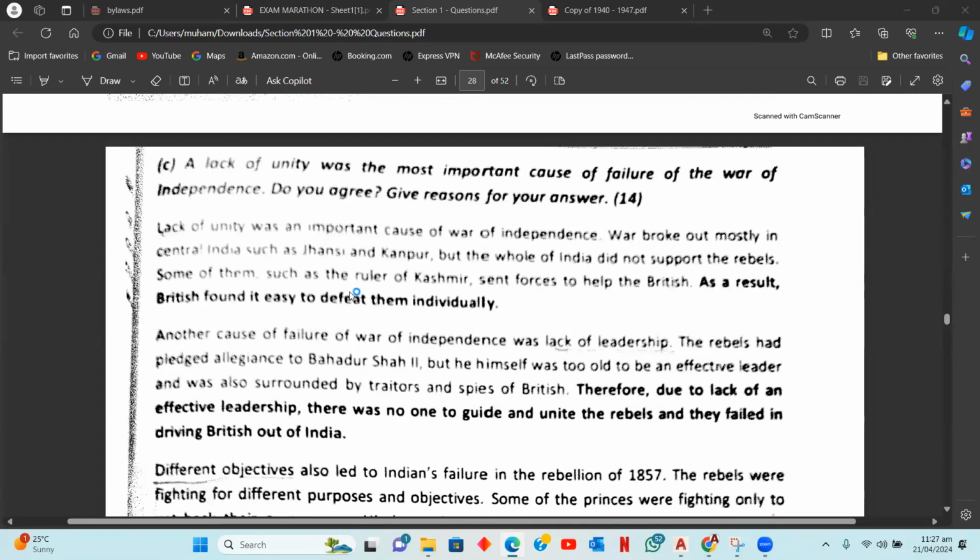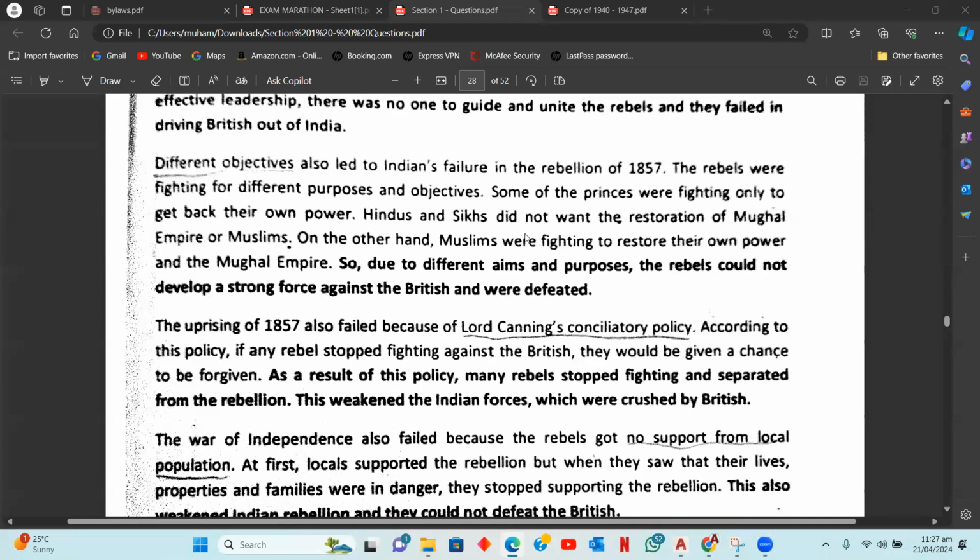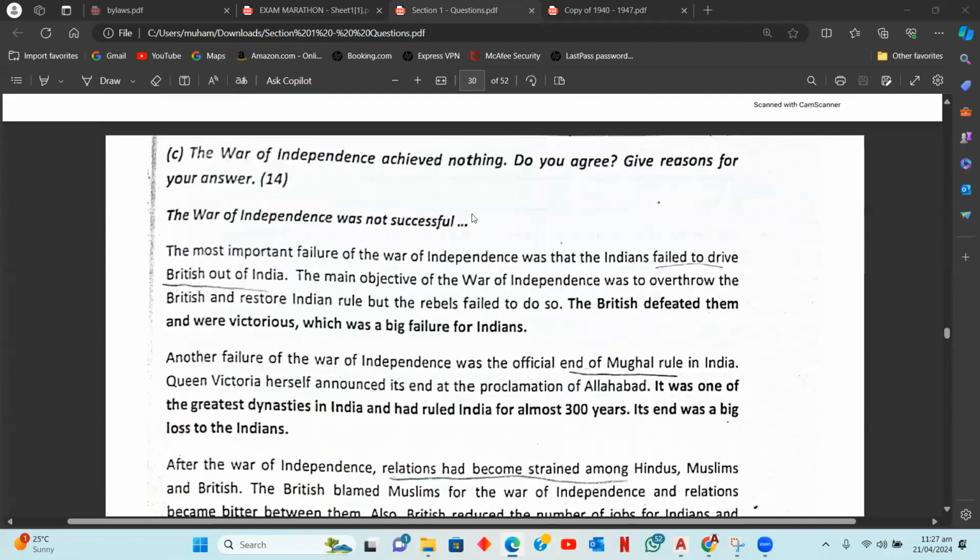Then, a lack of unity was the most important cause of failure of the War of Independence. You'll start off writing with the lack of unity and 6 other reasons. The War of Independence achieved nothing. Do you agree? Now, this is also a how successful question, but it's worded this way, that it achieved nothing. But majorly what you're writing here is, again, the successes and failures.